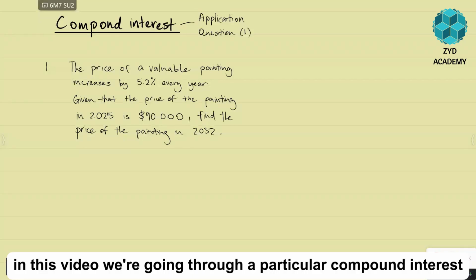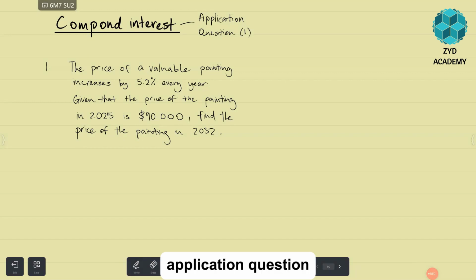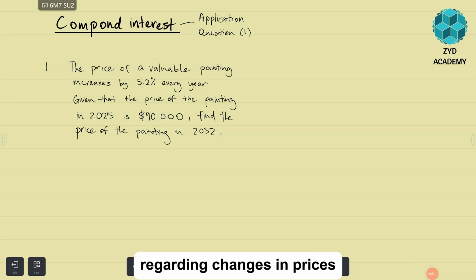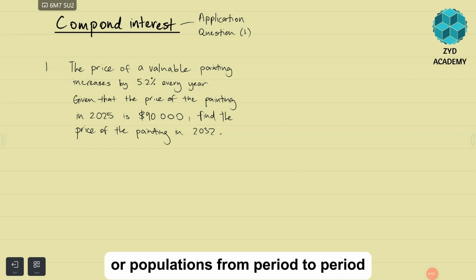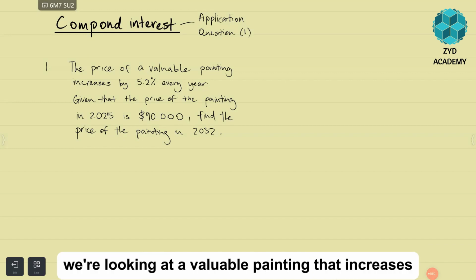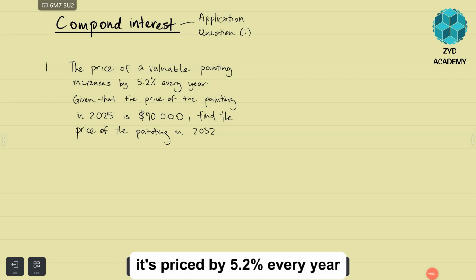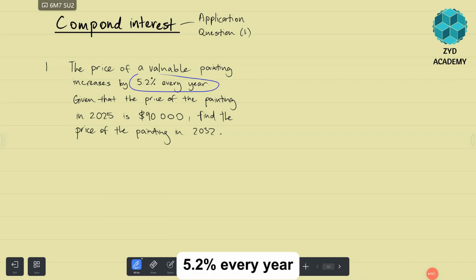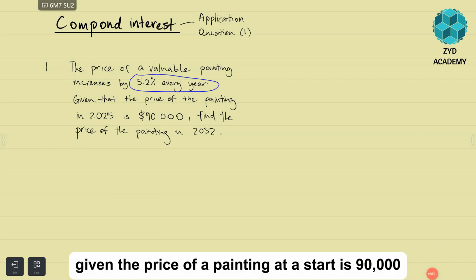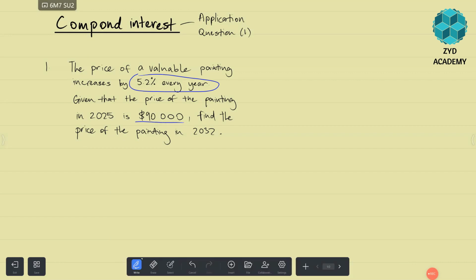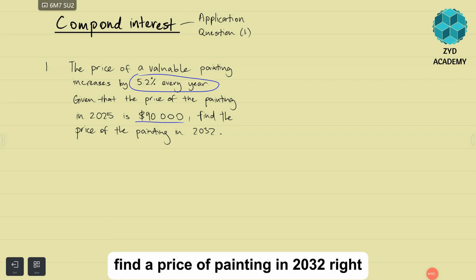Hi everyone, in this video we're going through a particular compound interest application question regarding changes in prices or populations from period to period. In the first example, we're looking at a valuable painting that increases in its price by 5.2% every year. Given the price of the painting at the start is 90,000, find the price of the painting in 2032.